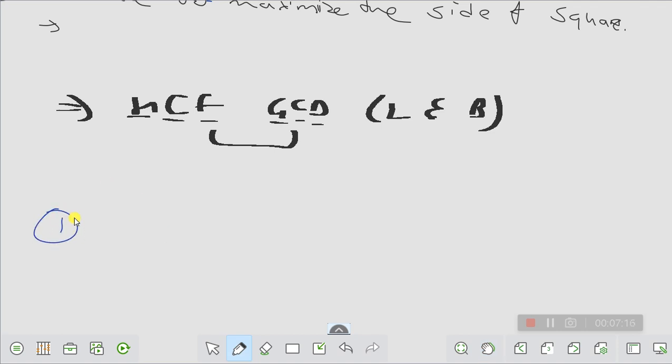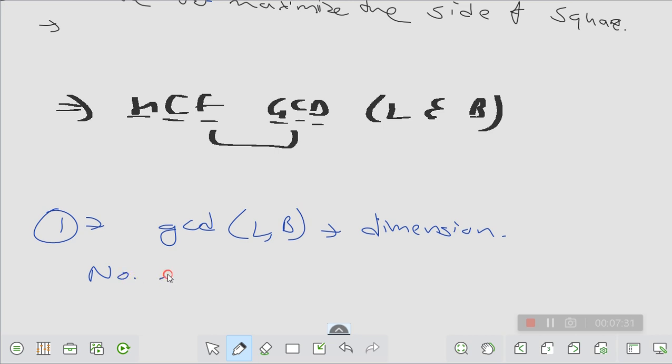the first thing that I have noticed is that we are going to have the GCD of L and B. So it is going to give me the side dimension. But how to find the number of squares? What about the number of squares?